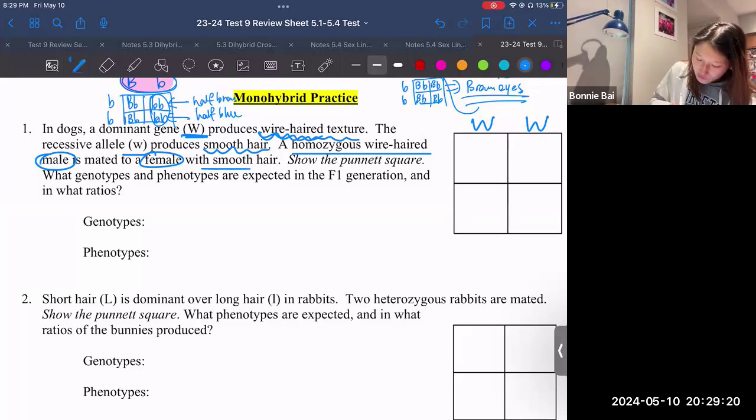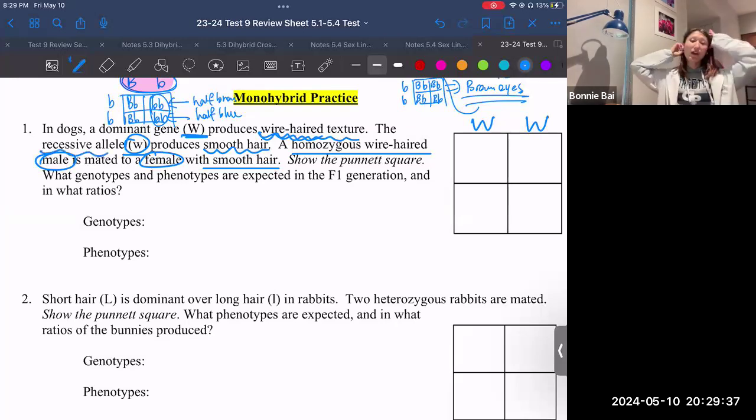Okay. Wire hair to a smooth hair. Now, you're like, is this homozygous? Is it heterozygous, dominant, recessive? Well, here's the deal. Smooth hair is little w, and little w is recessive. The only way that you can have a recessive trait shown is when you have two of them, okay? So that's when you have little w and little w for mom. I'm going to use a different color. This is mom, okay? Now, then you do the Punnett square.